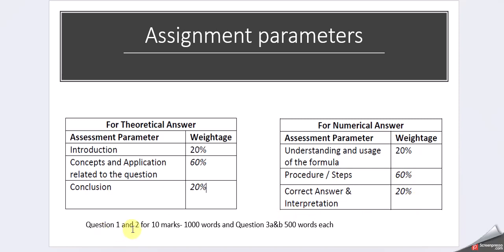So questions 1 and 2 are for 10 marks, which need to be answered in 1000 words. Up to 1000 words is always the best option. Questions 3A and 3B are 500 words each, and both A and B are for 5 marks each. So question number 3 in total is for 10 marks. Overall the assignment will be 30 marks.